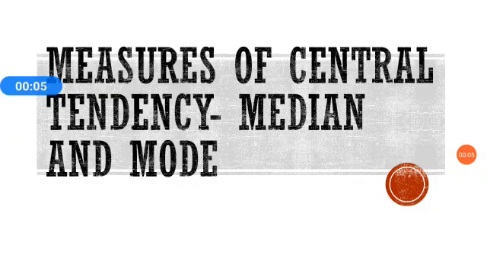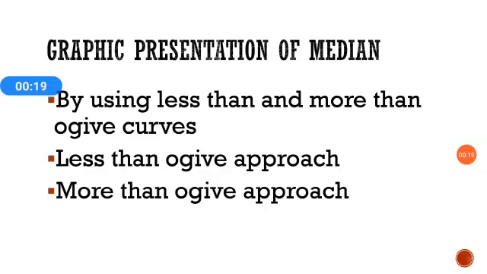After the holidays, we will continue with our chapter 10 that we were doing earlier. Chapter 10 is the measures of central tendency: mean, median, and mode. Today, we will pursue the next topic, that is graphic presentation of median.